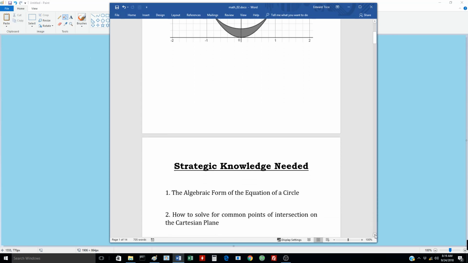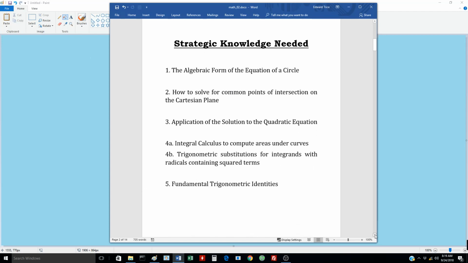So as always, I start by saying, what's the strategic knowledge you need before you can begin to solve such a problem? Obviously, the first thing you need to know is the algebraic form for the equation of a circle. You will need to know how to solve for the common points of intersection on a Cartesian plane. You need to know how to apply the solution to the quadratic equation. And in terms of calculus, obviously you have to know how to do an integral to compute areas under curves.